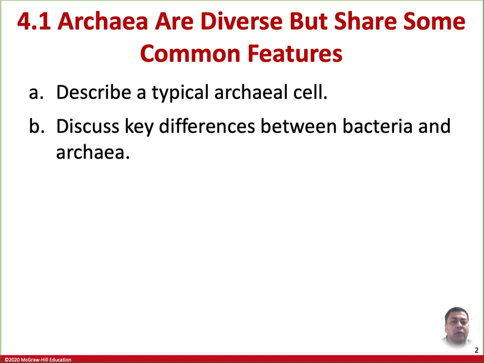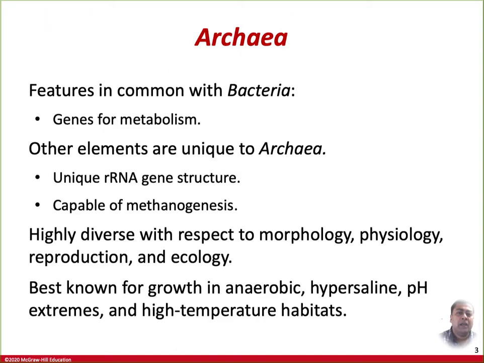So we are going to describe a typical archaeal cell and discuss the key differences between the bacteria and the archaea. One of the common features with bacteria is that the genes for metabolism are pretty similar. On the other hand, the uniqueness of the archaea, and the basis on which they were put in a different phylogenetic category, is the ribosomal RNA gene sequence. The ribosomal structures are very close to the bacterial ribosome, but the sequence is very different, and that was the basis of classification by Carl Woese that we talked about in chapter 1.